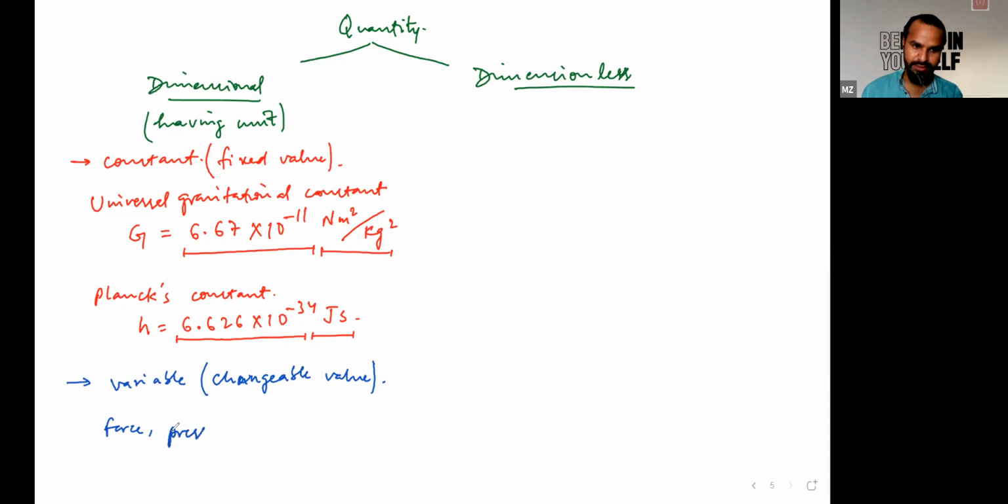Similarly, pressure, volume, work, and so on. So all these quantities would have some changeable value, depending upon the question, but their unit would remain the same in any of the given quantities. In the next part, let us look at dimensionless.